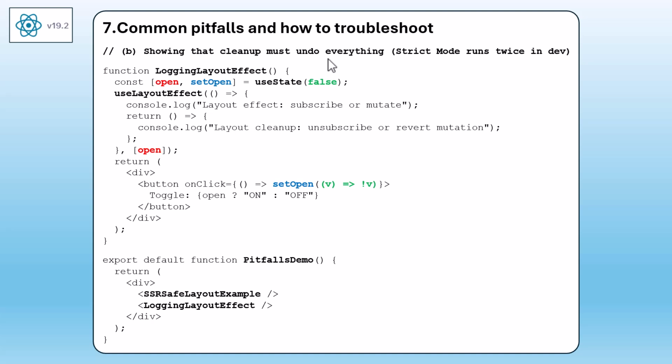Also, handling dependencies. If you reference functions or objects created on every render inside your effect, you will trigger unnecessary runs. Extract those out of the effect or memoize them. In strict mode, React may invoke the setup and cleanup twice in development, so your setup must be safe and your cleanup must correctly reverse what you did. Failing to do so can lead to subtle bugs.